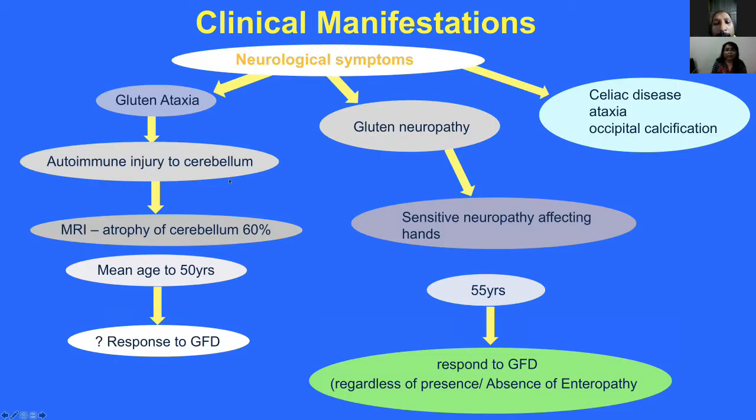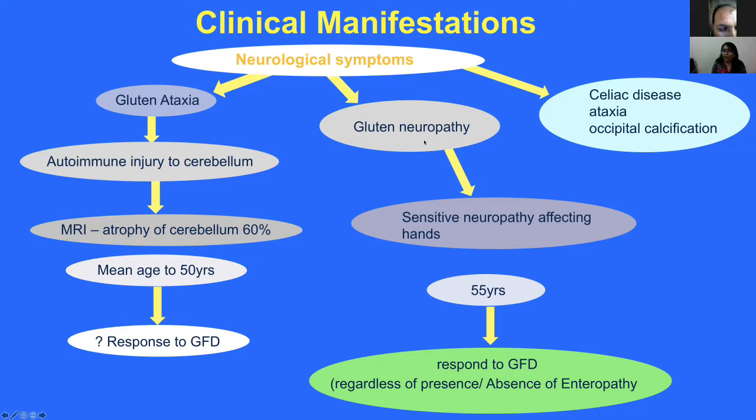Patients can land up in the neurology department with ataxia, which is known as gluten ataxia. This is basically autoimmune injury to the cerebellum. MRI shows atrophy of the cerebellum in almost 60% of cases. The mean age is around 50 years. And the response to a gluten-free diet may or may not be there.